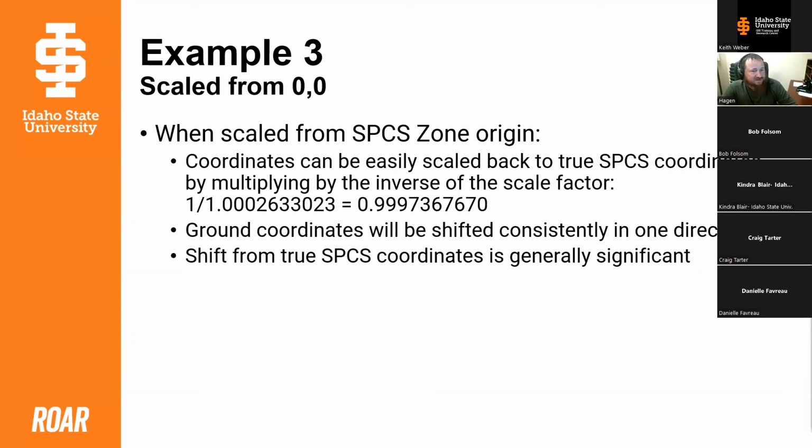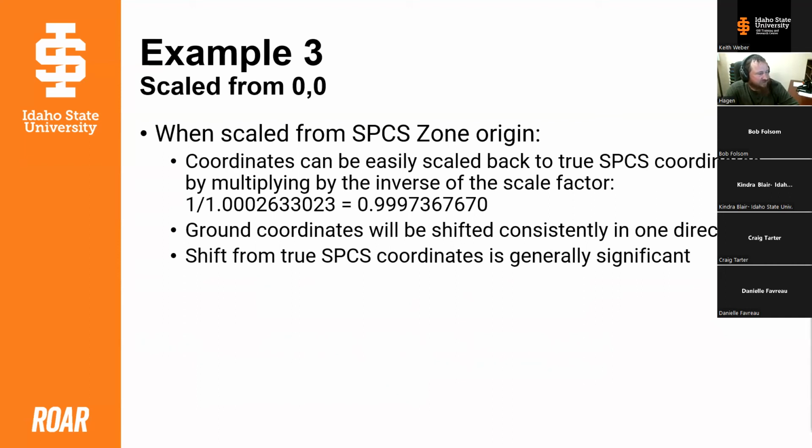One reason why a surveyor might use that is because it's easy to go back and forth between grid and ground coordinates. All you have to do to go from grid to ground is multiply the coordinate by your scale factor, and then all you have to do to go backward is to inverse the scale factor and multiply your ground coordinates to get back onto grid. It is a convenient way for surveyors. I've seen a number of surveyors do this.